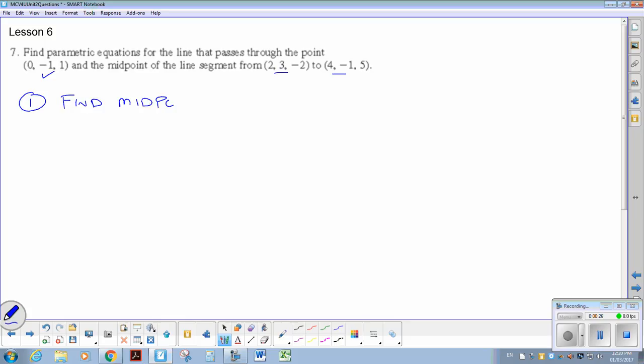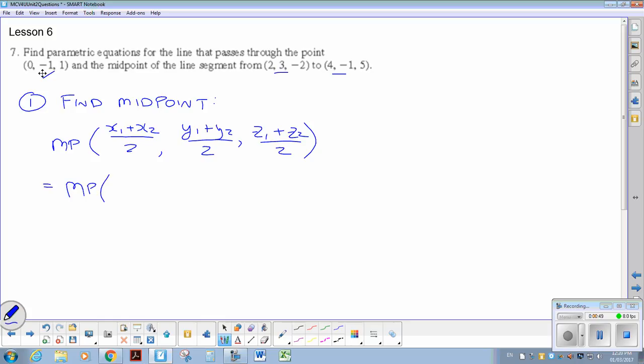And for those that don't remember from their grade 9 course, or earlier in this course, the midpoint, and I'll just refer to it as MP, is your (x1 plus x2) over 2. So we're finding the average of each of the coordinates, (y1 plus y2) over 2, (z1 plus z2) over 2. So our midpoint will equal (2 plus 4) over 2, (3 plus the negative 1) over 2, and (negative 2 plus 5) over 2, which means my midpoint will be 6 over 2 is 3, 1, and that's unfortunate, that's going to be a decimal, negative 2 plus 5 over 2, so it'll be 1.5.